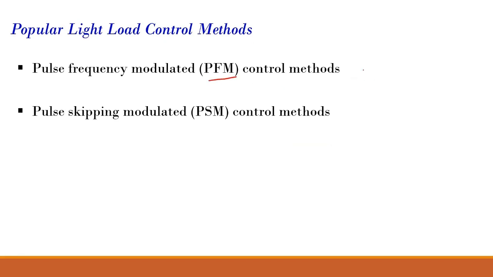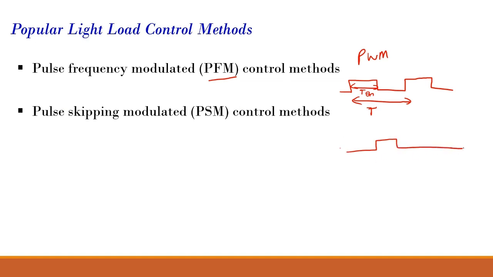In this, what happens? We are changing the frequency. See, in pulse width modulation, your frequency is the same, the period T is the same, and only the width of the pulse you are changing. In pulse frequency modulation, what is happening is you are changing this time. This time T is variable. This is pulse frequency modulation.